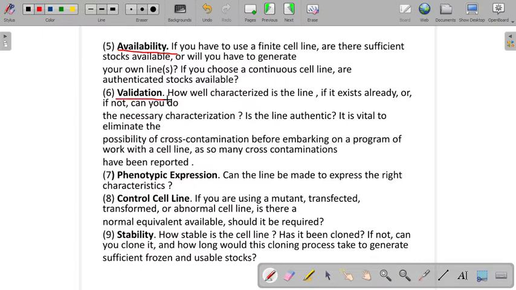The next topic is validation. Validation means how well characterized the cell line is, whether it exists already or not, or whether you can do the necessary characterization. All these things we call validation, and we are going to see in our next lecture what is meant by cell characterization. So just wait for that. In our next lecture we will see characterization. But all these studies come under validation.